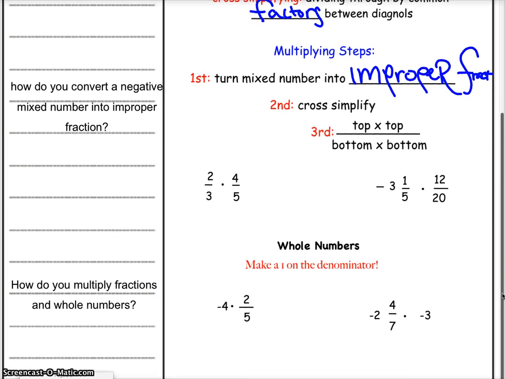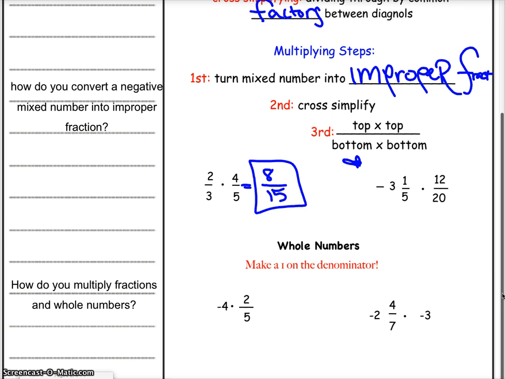All right, so 2/3 times 4/5. Do I need to cross-simplify? I can't. So I'm just going to go top times top over bottom times bottom. That's nice and fast. Now here's where a common mistake happens. Be careful.